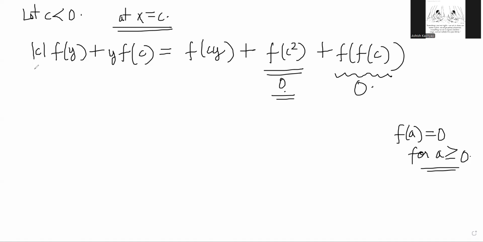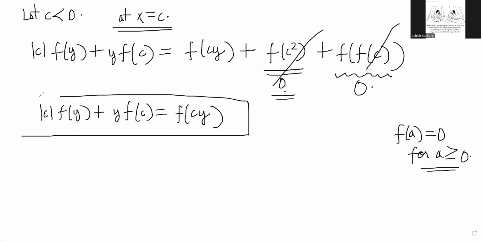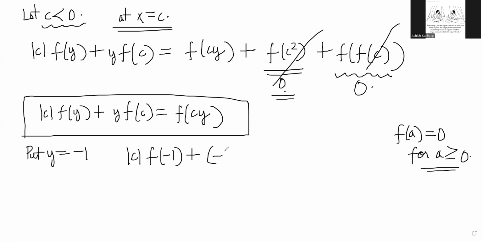Mod of c f of y. Okay, so our condition is becoming, these two terms are gone. We have mod of c f of y plus y f of c is equal to f of cy. This is the situation for any negative c, right? Now we put y is equal to minus 1 in this. We get mod of c f of minus 1 plus minus 1 into f of c is equal to f of minus c.